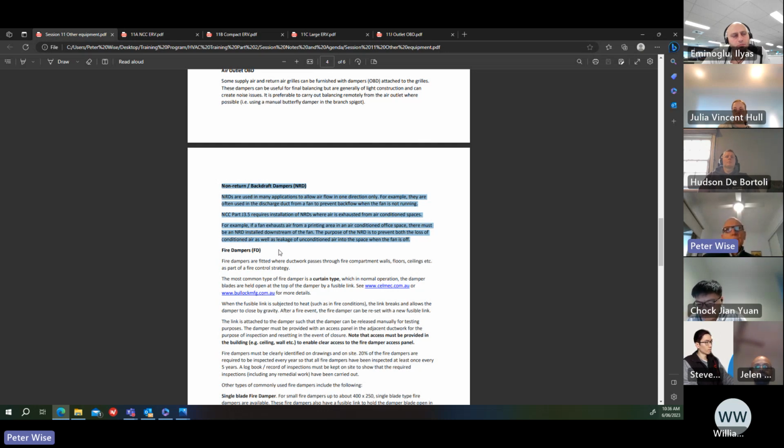An example is if the fan exhausts air from a printing area in an air-conditioned office space, there must be a non-return damper installed downstream of the fan. A lot of the fan manufacturers provide an option to supply an NRD with the fan, so that's worth taking up if you've got a situation where you have to have one. The NRD prevents both the loss of conditioned air as well as prevents leakage of unconditioned air into the space when the fan is off.